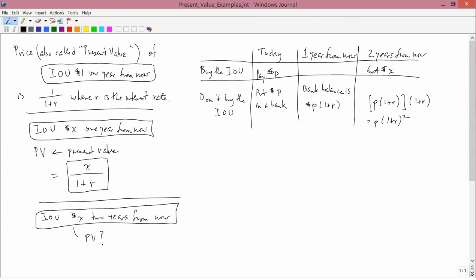If we apply no regrets, then this needs to be the same as this. So the consumers are indifferent between buying the IOU or not buying the IOU. Hence, the result if you buy the IOU, which is X, has to equal the result if you don't buy it, which is P times (1 plus r) squared. So solving for P, we get P equals X divided by (1 plus r) squared.